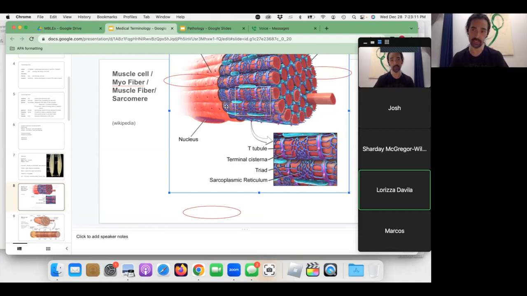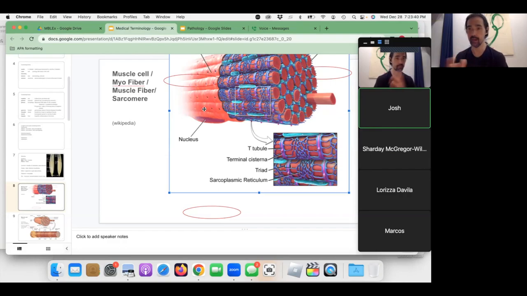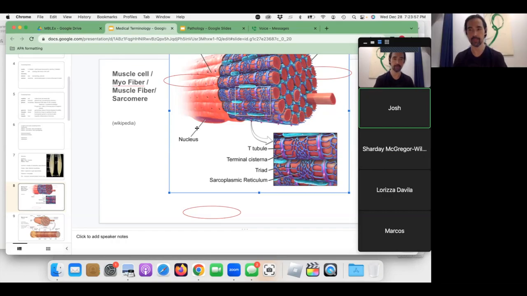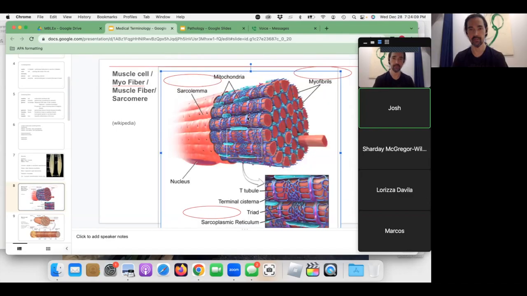So where is the sarcolemma? Describe where I'd find the sarcolemma, the sheath or wrapping of the muscle fiber or the sarcomere. What does it look like in this drawing? Sarcolemma surrounds the muscle fiber, right? It's surrounding the big object. It's on the outside. It surrounds the cell. And what is the cell itself called? So the sarcolemma is the lemma of the sarco, the wrapping of the sarco. So what is the cell itself called? Sarcomere? Sarcomere, yes. Very good. Good, Josh.